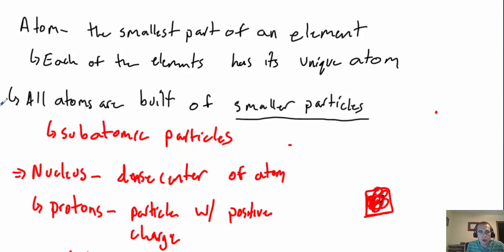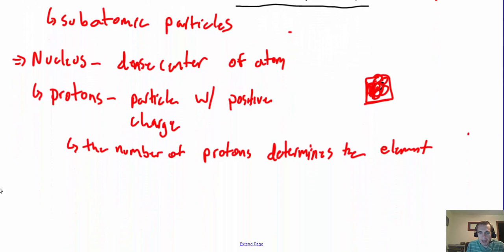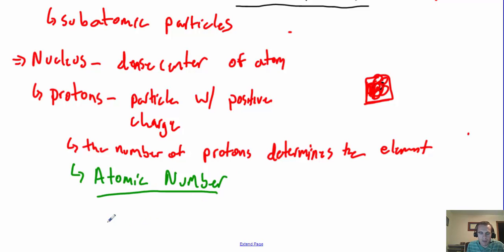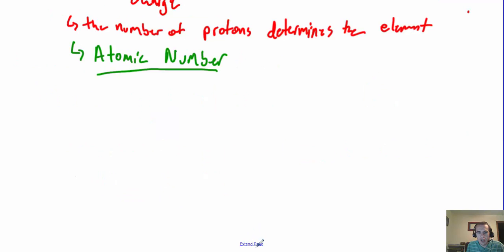All right, so protons, they're in the middle. They're the particle with a positive charge. The number of protons determines the element. Every atom of carbon has 6 protons. If it doesn't have 6 protons, it is not carbon. And we call the number of protons the atomic number. That's the number I was just showing you on the periodic table. The atomic number is the number of protons. You need to be able to look at a periodic table and determine the number of protons of an element.